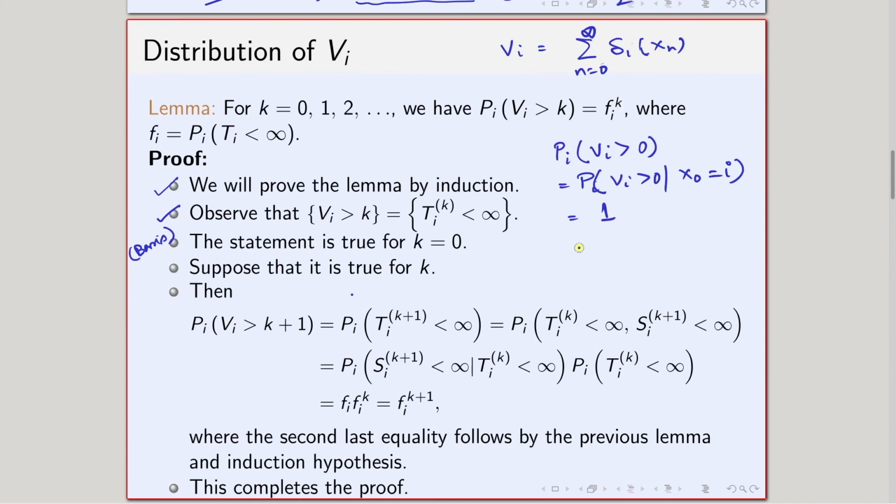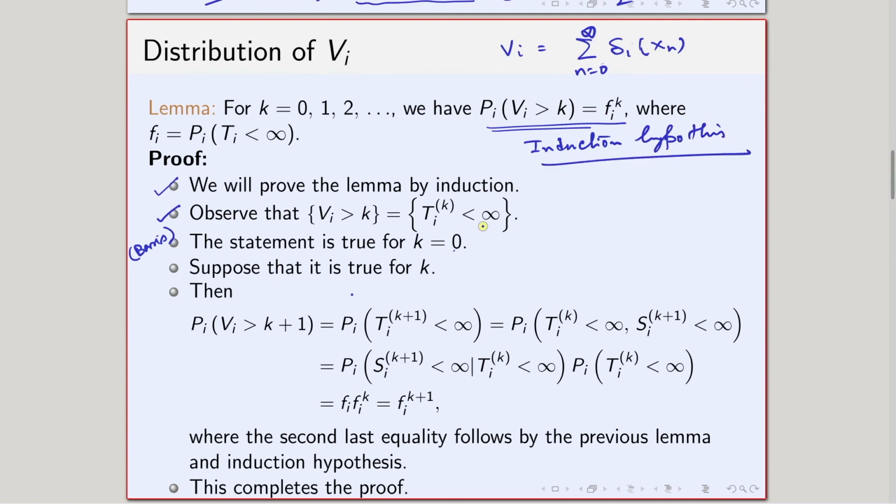On the other hand, if you take f_i to the power 0, because f_i is a probability and always lies between 0 and 1, this quantity is also 1. Now I am done, and the basis step is true: for k equals 0, this statement is correct. Now we have to assume that this statement is true for k. So the induction hypothesis is that for k equals k, it is true. That means the probability that Vi is greater than k equals f_i^k.